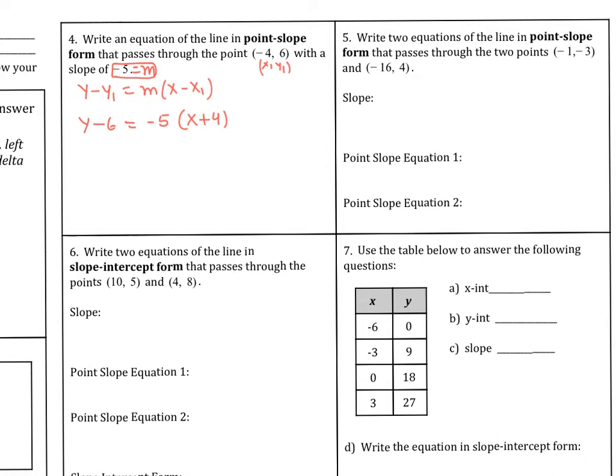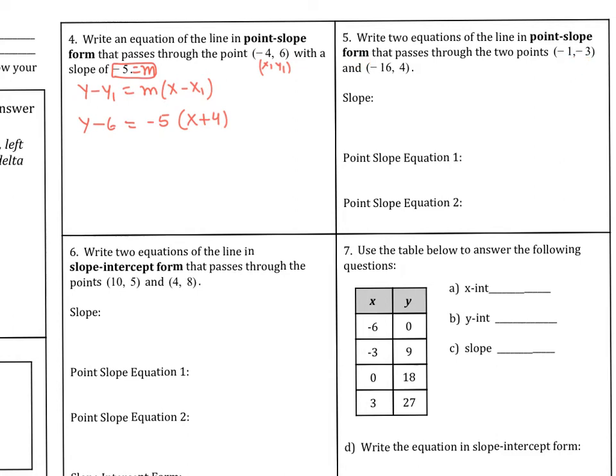Slope is negative 5. If you stop here, it means that you answered the question, write the equation in point slope form. If you want to write the equation into slope intercept form, which is y equals mx plus b, then you distribute that inside and add 6 on both sides. So isolate y to get the slope intercept form. For number 5, write two equations of the line in point slope form that passes through 2 points.